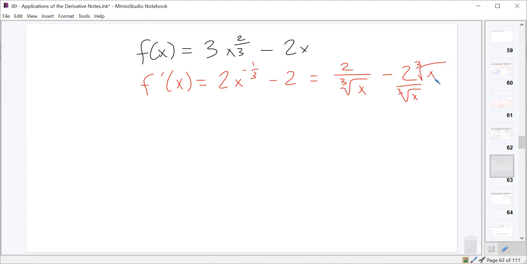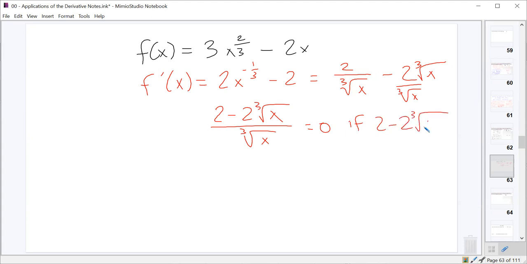And we end up with f prime of x equals (2 minus 2 cube roots of x) over the cube root of x. And we can see that this is equal to 0 if 2 minus 2 times the cube root of x equals 0. And that would tell us that 2 is equal to 2 cube roots of x, or 1 is the cube root of x, or x is 1. So there's one critical value.